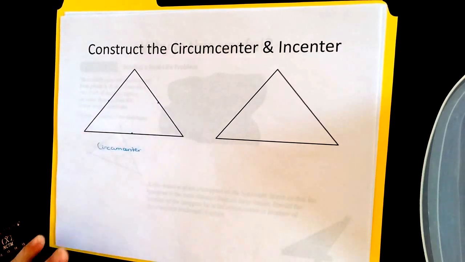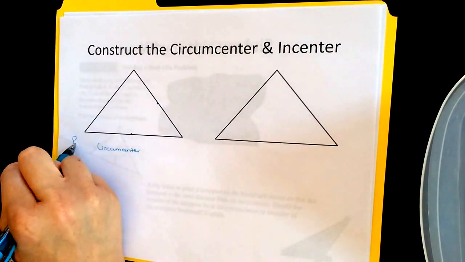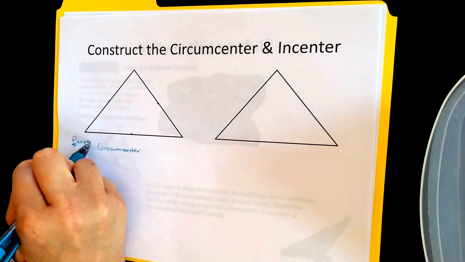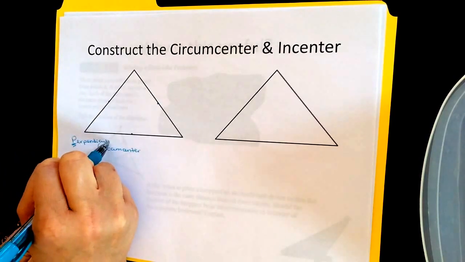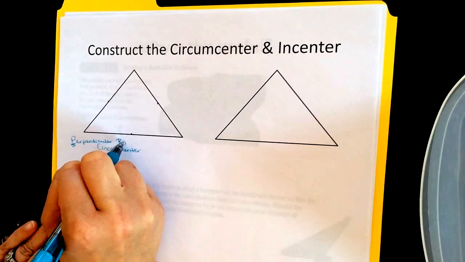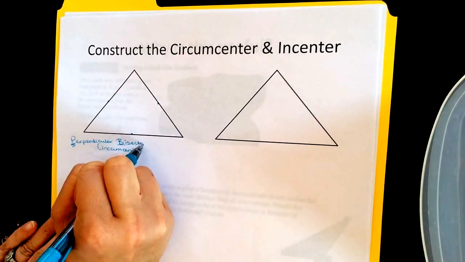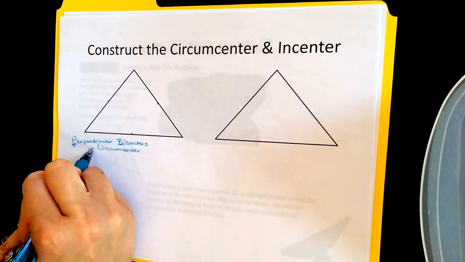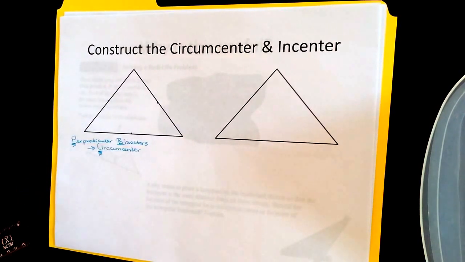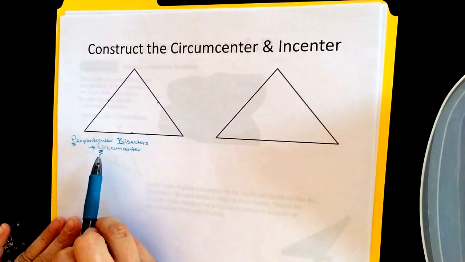And remember our little saying for this one is peanut butter crackers. So the P standing for perpendicular, B standing for bisectors. If we draw the perpendicular bisectors, that gives us the circumcenter, peanut butter crackers.